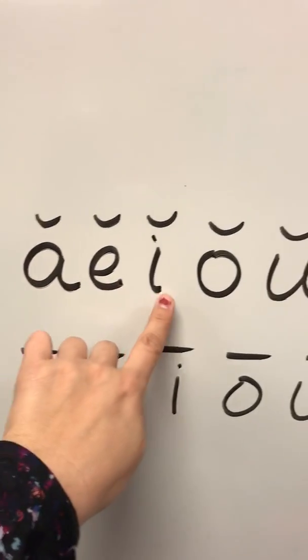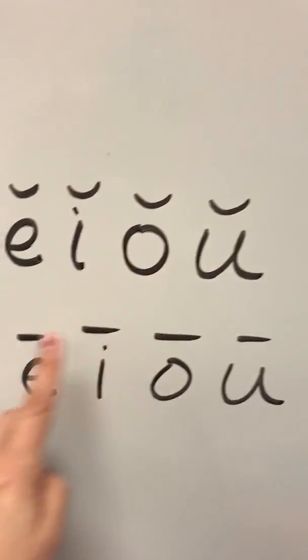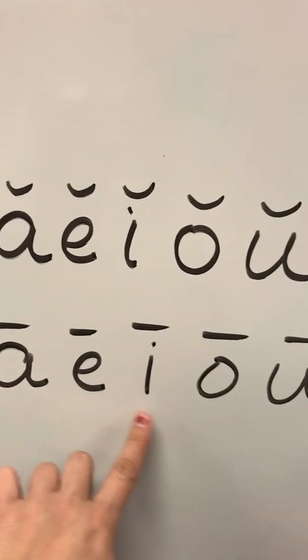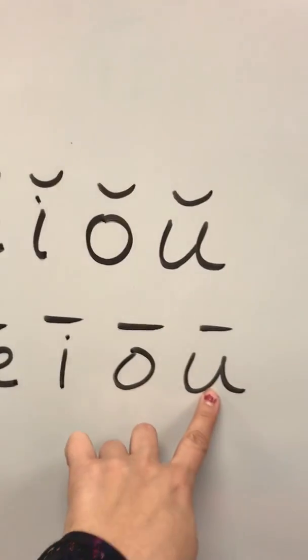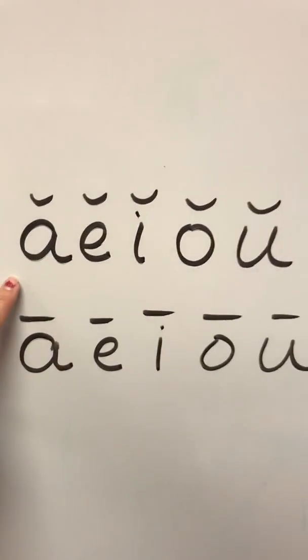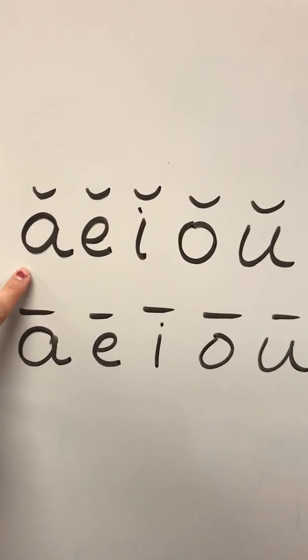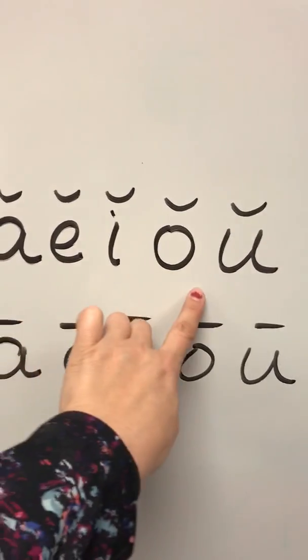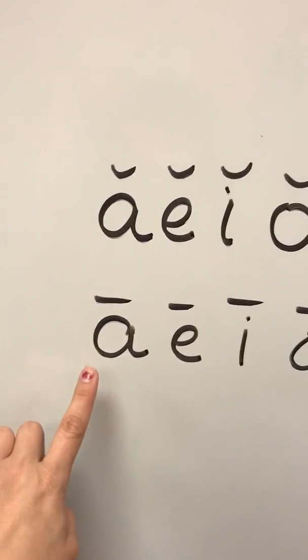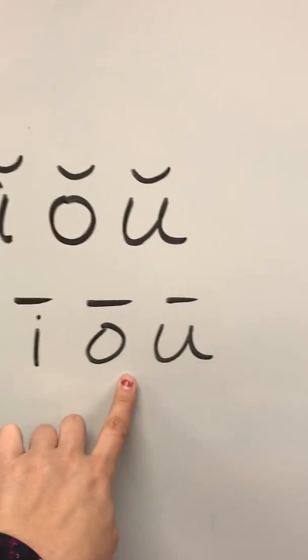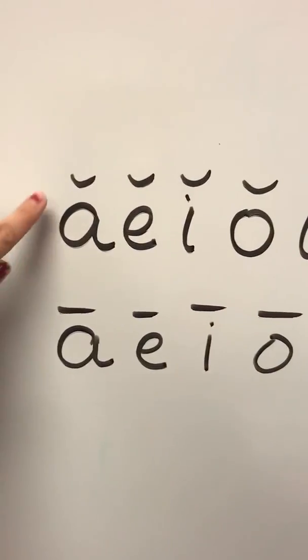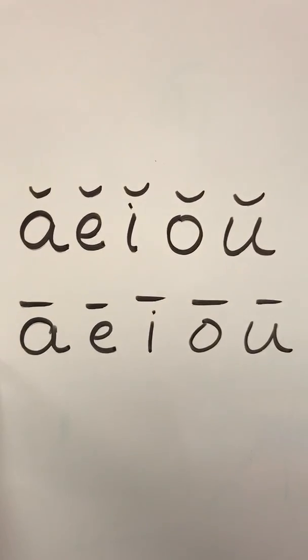A, e, I, a. A, E, I, O, U. Say it with me, really loud so everyone can hear. A, E, I, a. A, E, I, O, U. Short sounds, long sounds.